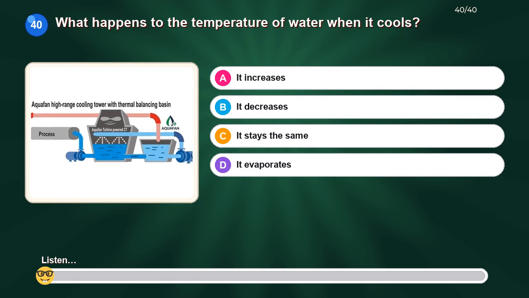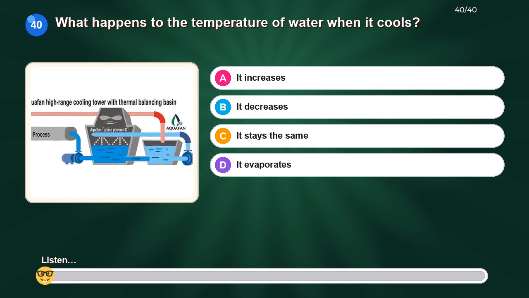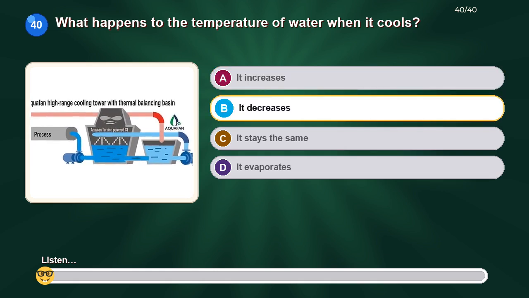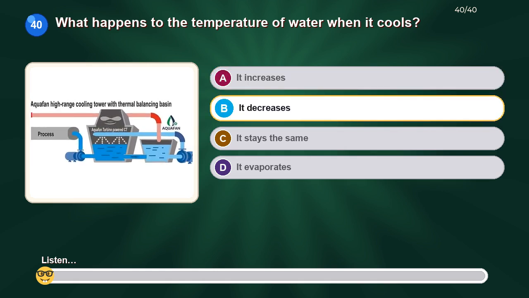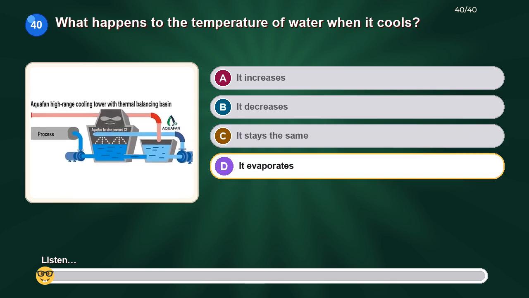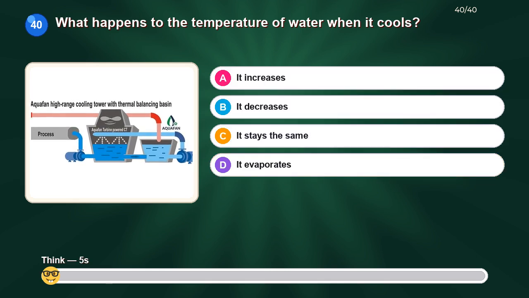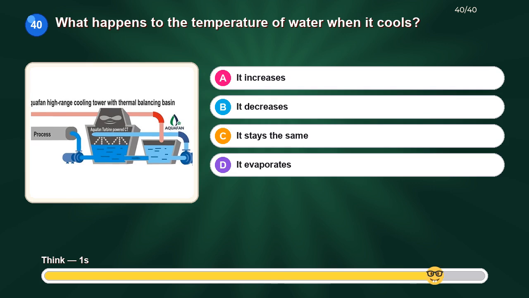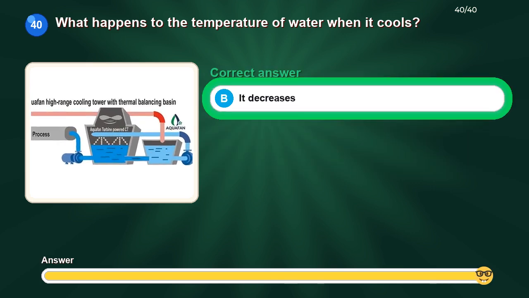What happens to the temperature of water when it cools? Option A, it increases. Option B, it decreases. Option C, it stays the same. Option D, it evaporates. The correct answer is, it decreases.